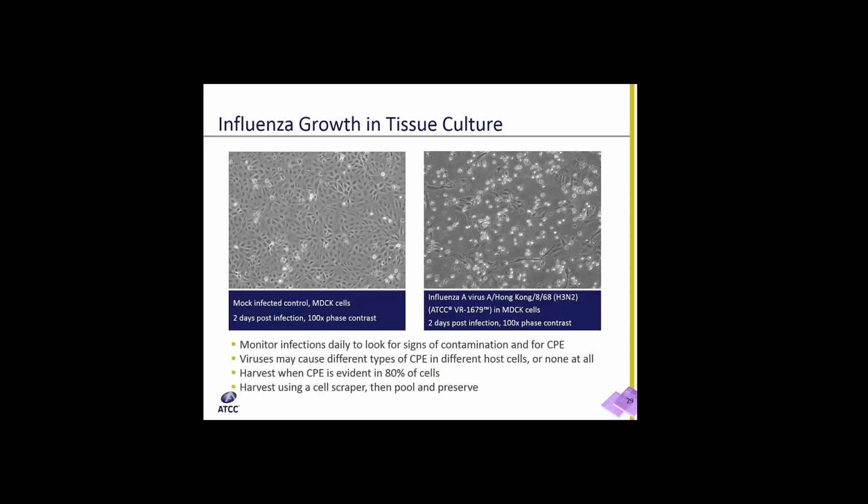If you look at the negative or mock infected flask, refractile rounding can also be seen as cells grow, especially when they're over confluent. So as infections go on, you may see more of this in your mock infected control. That's why it's so important to recognize CPE in comparison to your mock infected flask.